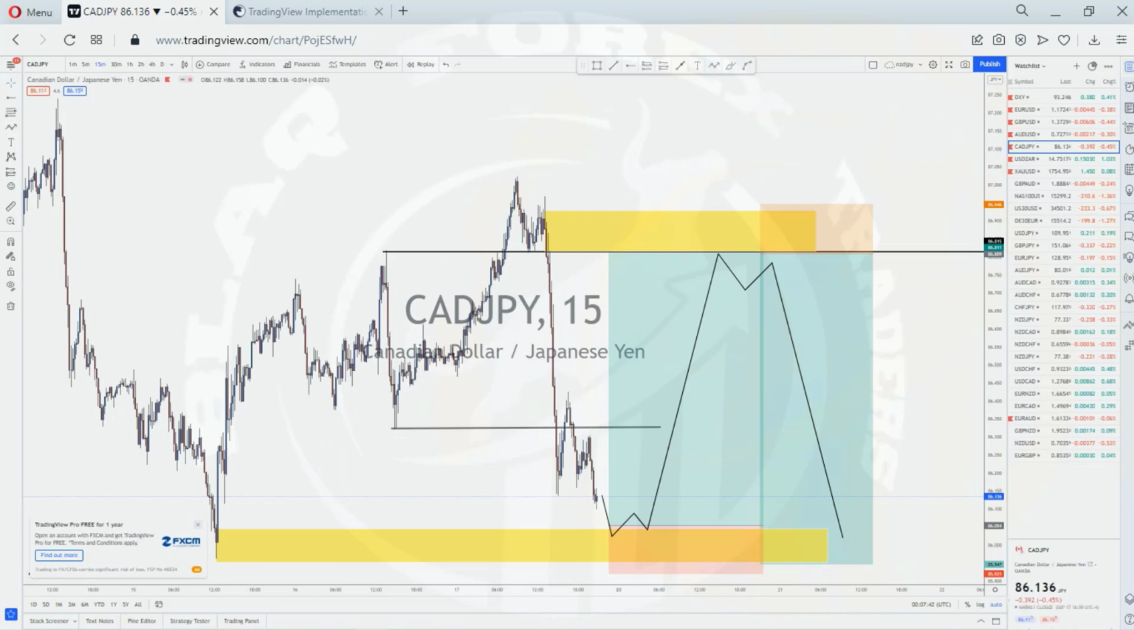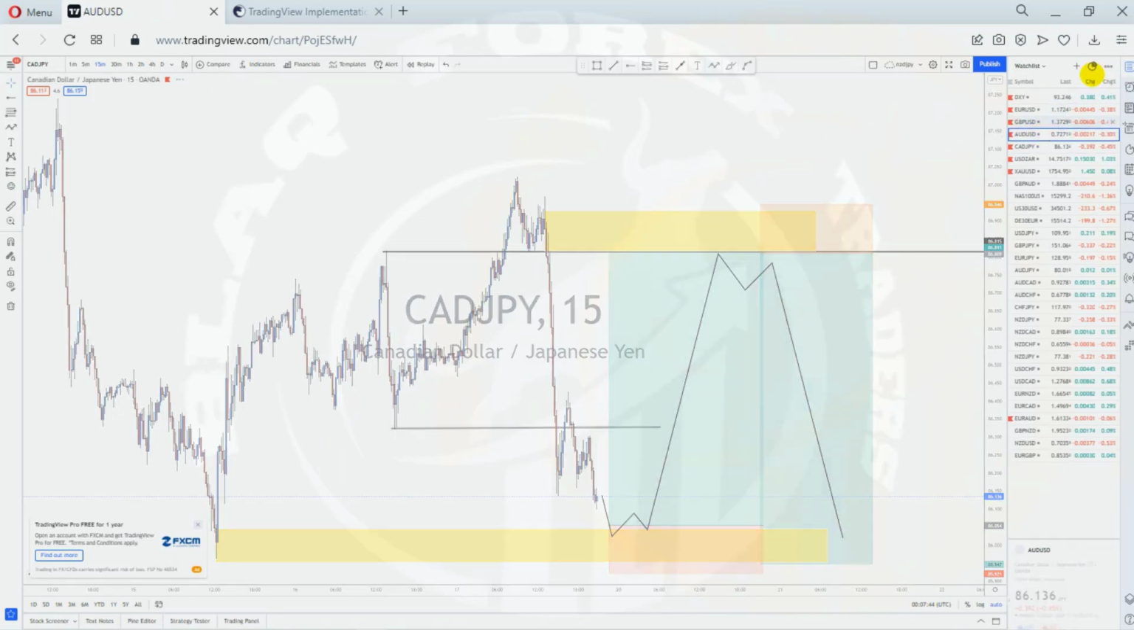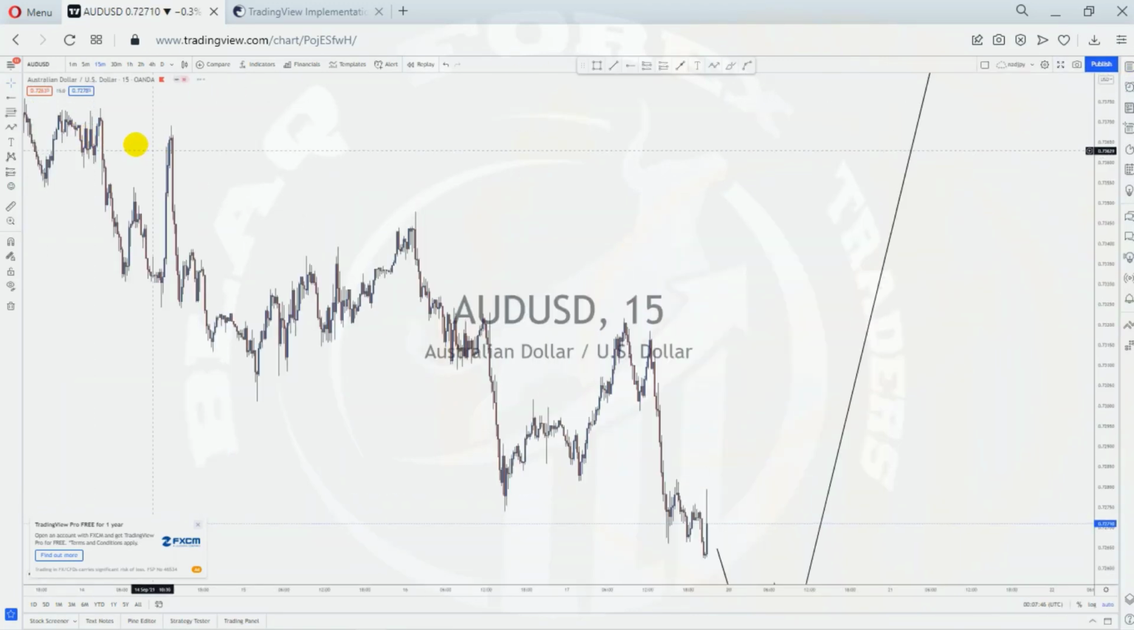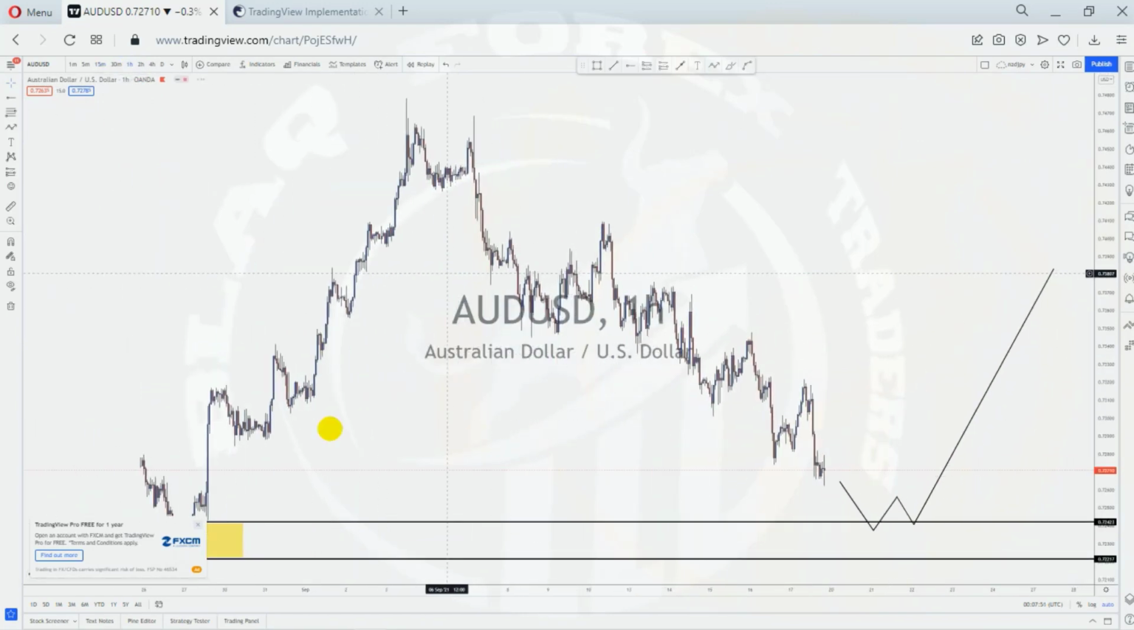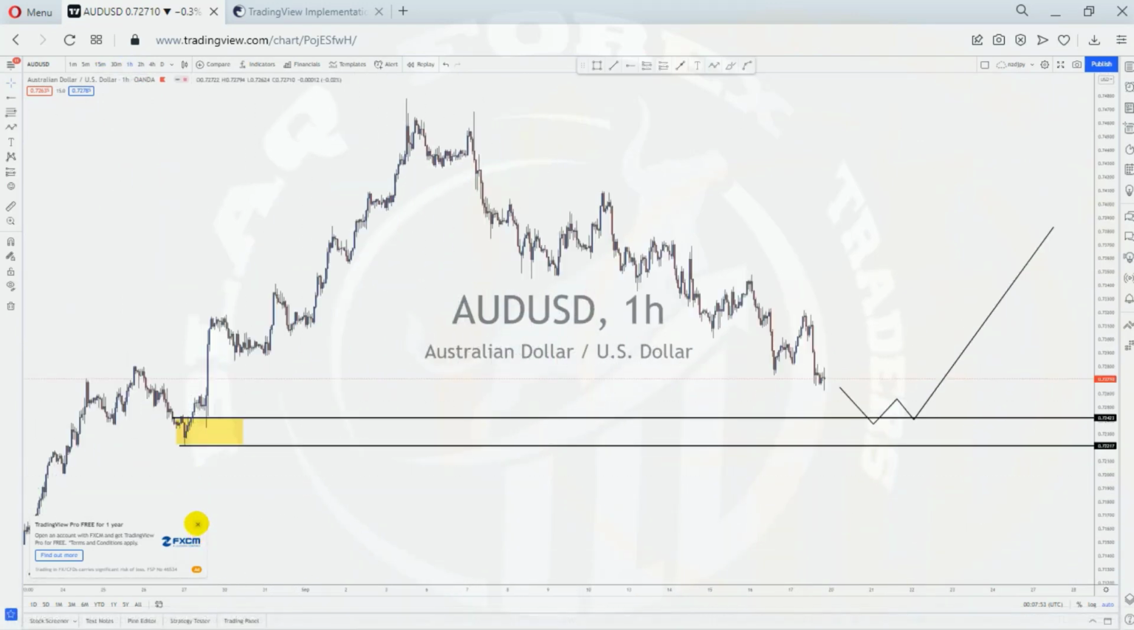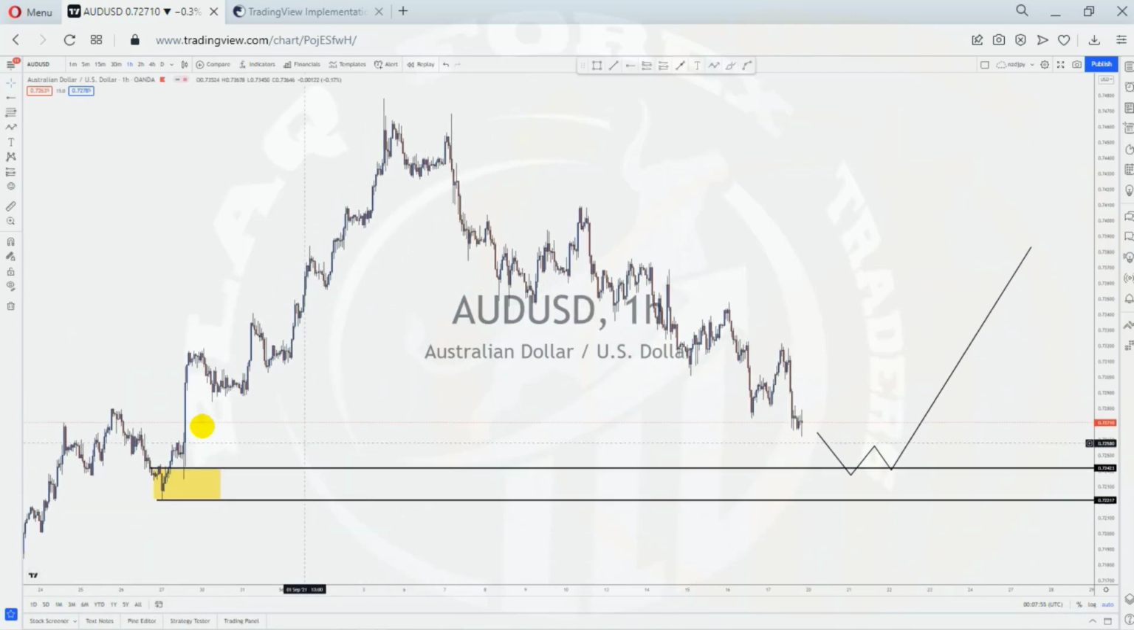So let's move to AUD USD. If you watched last week's video, you will know that on AUD USD I'm still looking for a buy. I told you about this drop here, that AUDUSD has to drop to this level here.